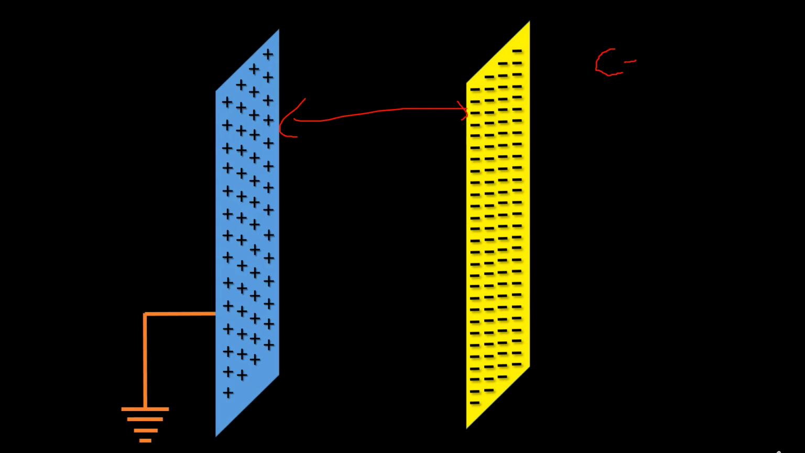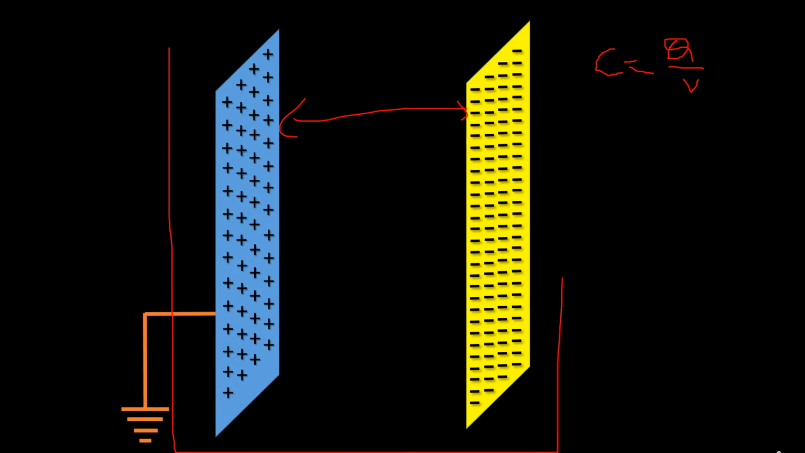And so according to this equation, C is equal to Q by V. If potential decreases, charge holding capacity will increase. So this assembly is called parallel plate capacitor. And we'll see how we find out expression for capacity of this capacitor.